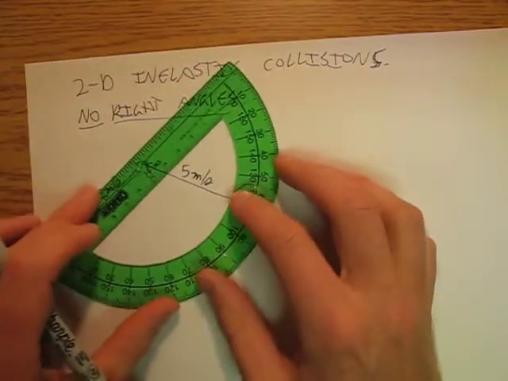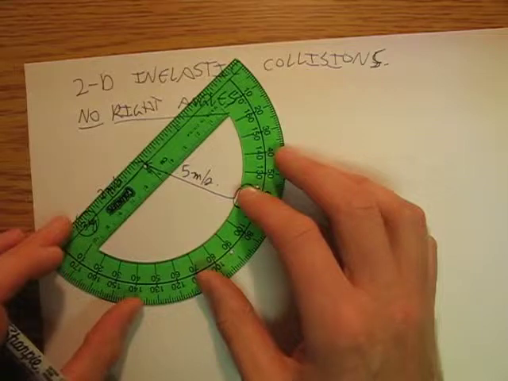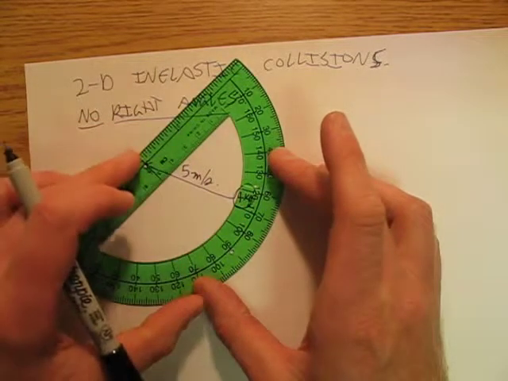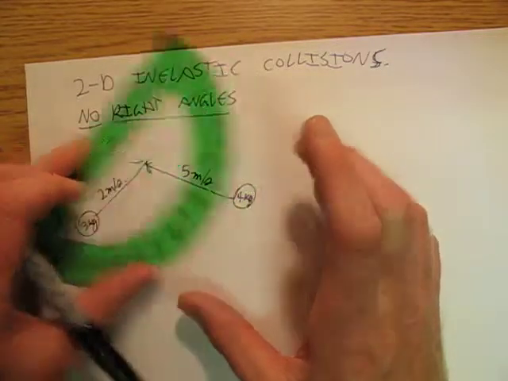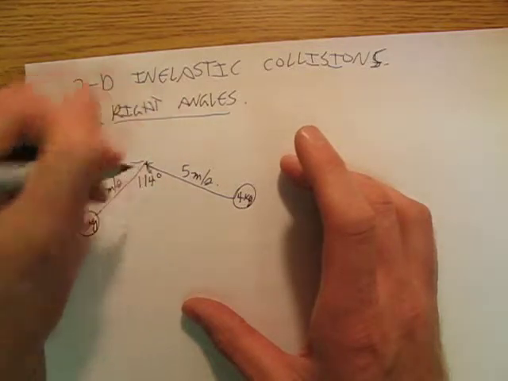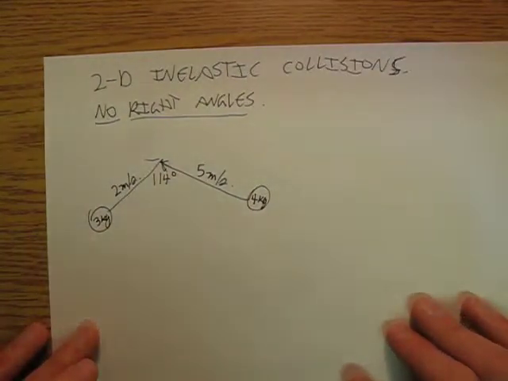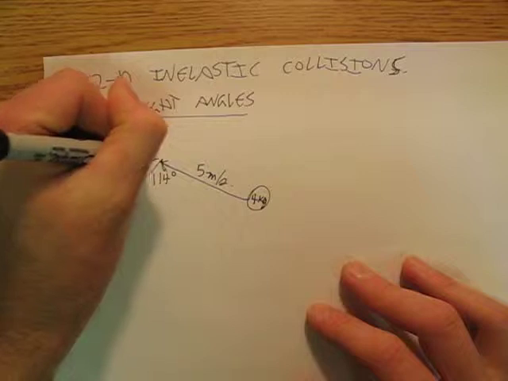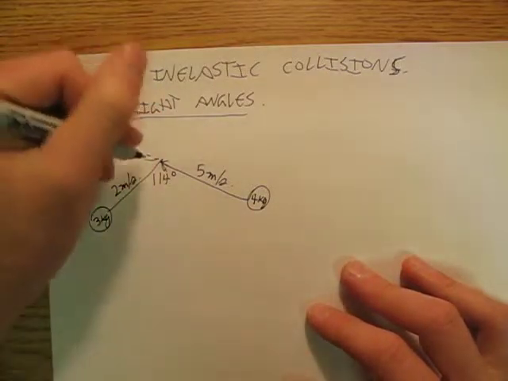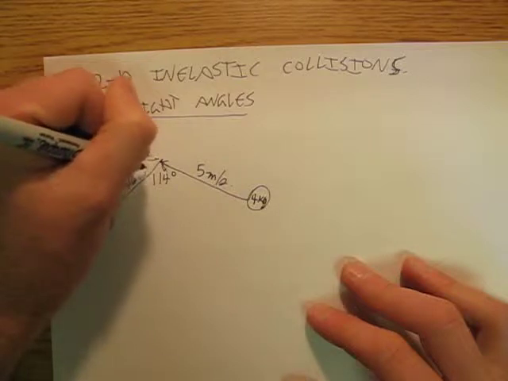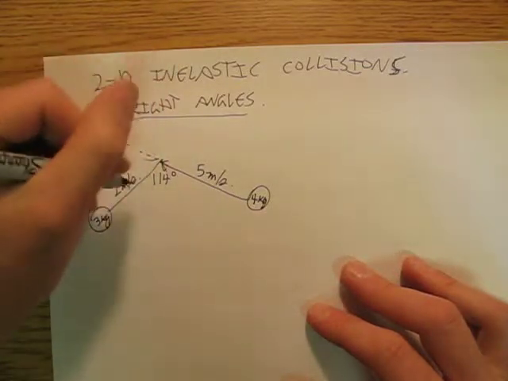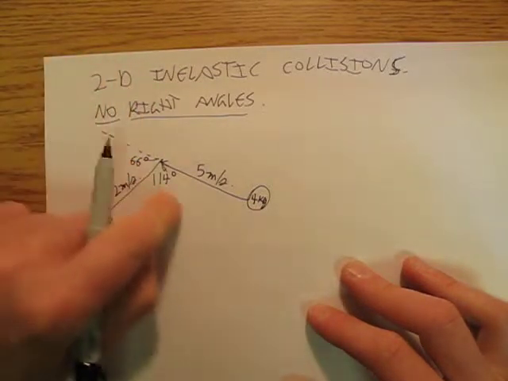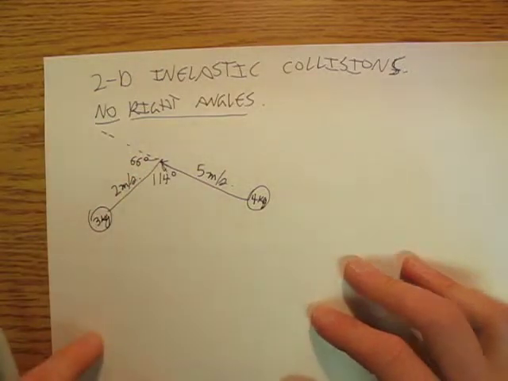I'll just make an estimate here, and we're going to say that that is roughly 114 degrees. So we're going to say there's a 114 degree angle between those two vectors. Okay, well, that's fine. If I extend this up like this, then this angle in here is 180 minus 114, which is going to be 66 degrees, right?